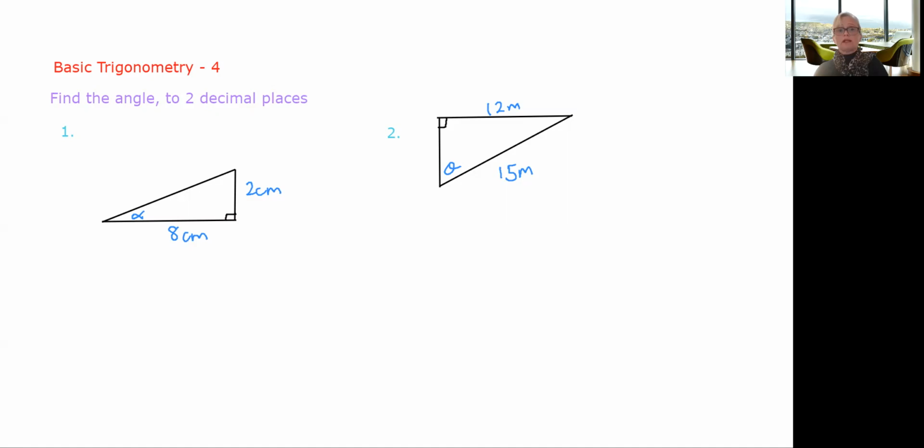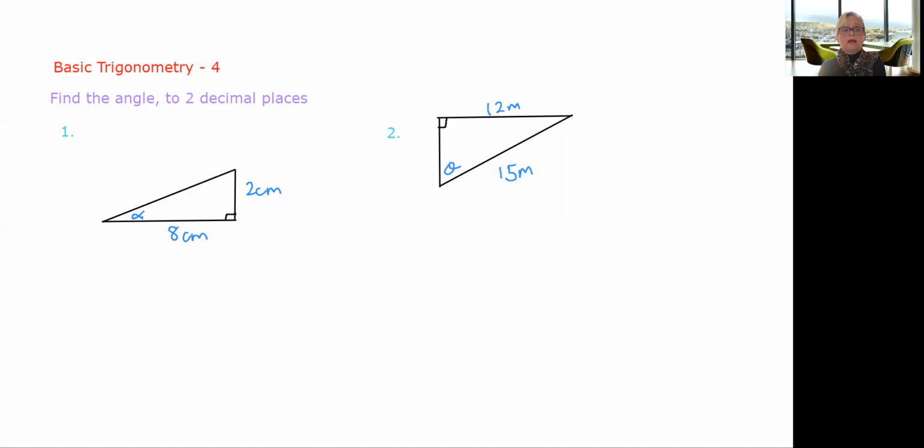We're going to start off in exactly the same way as we always have been. So we're going to label our sides accordingly. Now, this is a Greek letter alpha. Don't let that put you off. It's just like an A, a B, or a C. In fact, it's the Greek letter for A, all right?